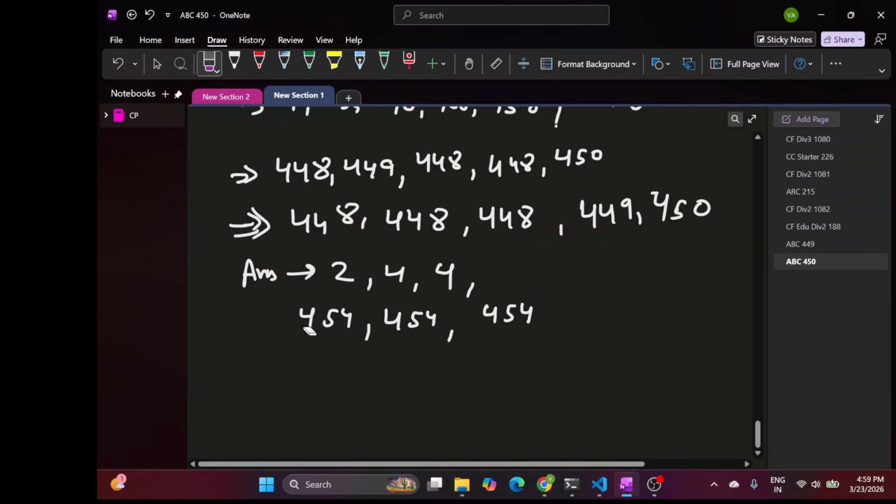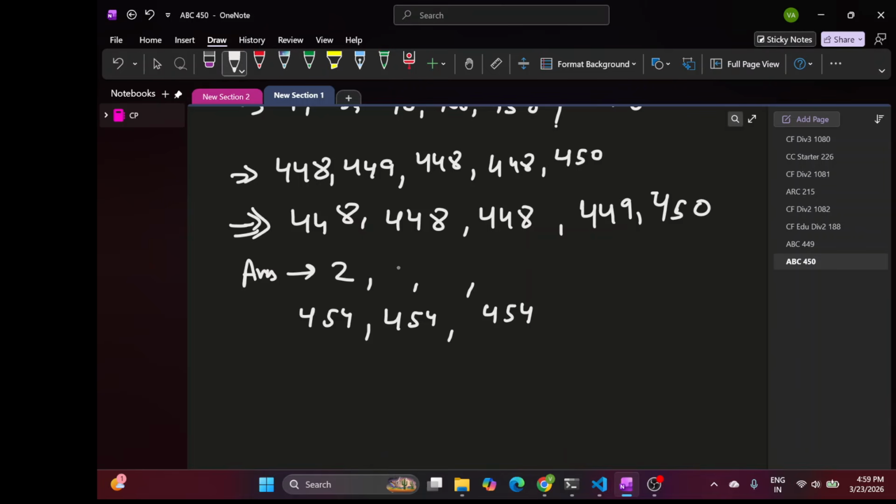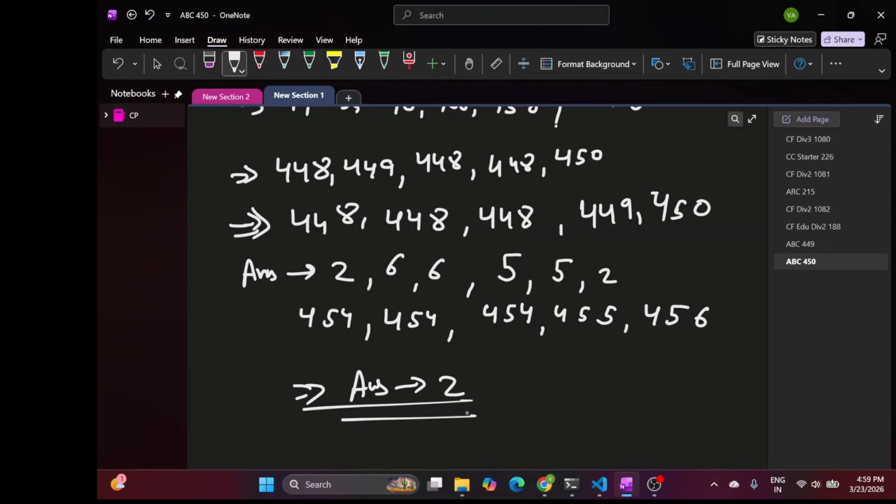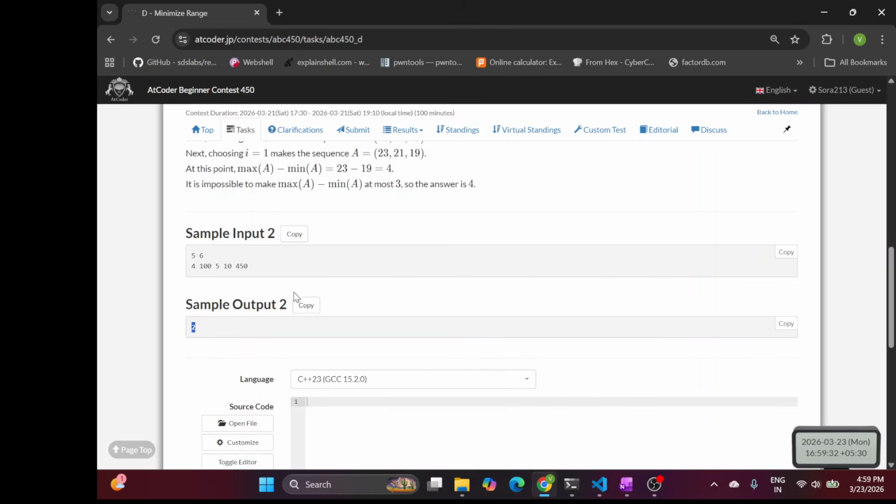Actually, sorry, this is not 4. This is 6 because 454 minus 448 is 6. This is also 6. Now when we increase this 448 to 454, our minimum is 449. So our answer comes out to be 5. Now after increasing 449, we get 455. So our answer is again 5. And now after increasing 452, 456, our answer is 2, right? So our minimum answer is 2, right? And that is our output.